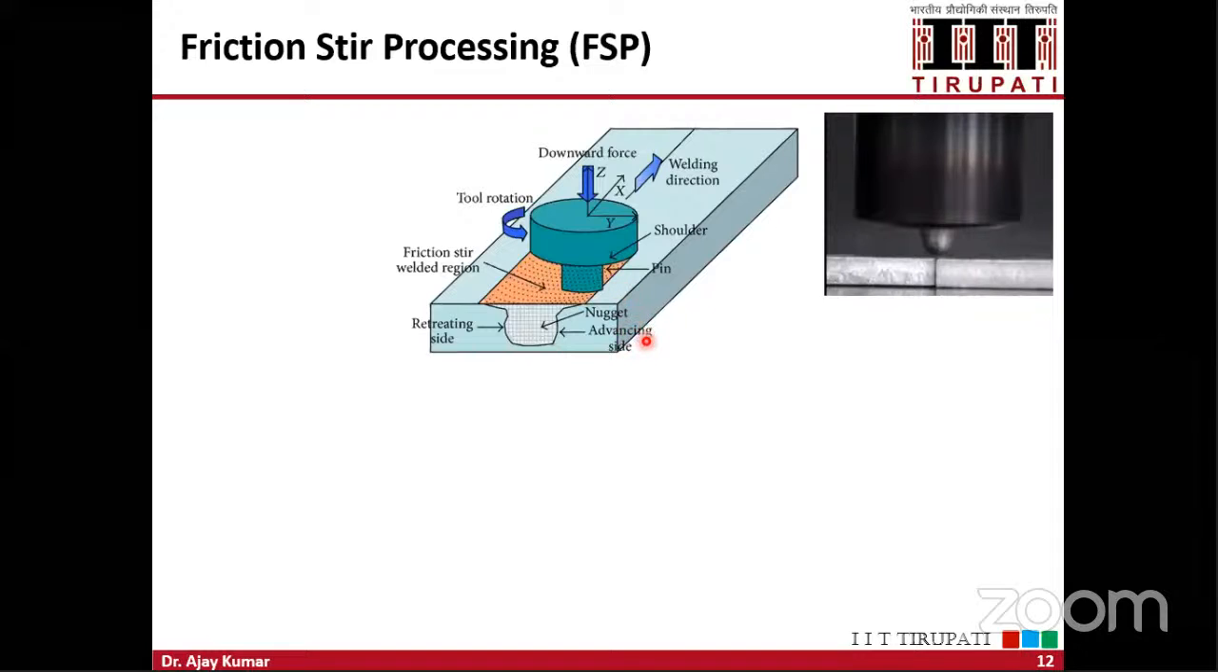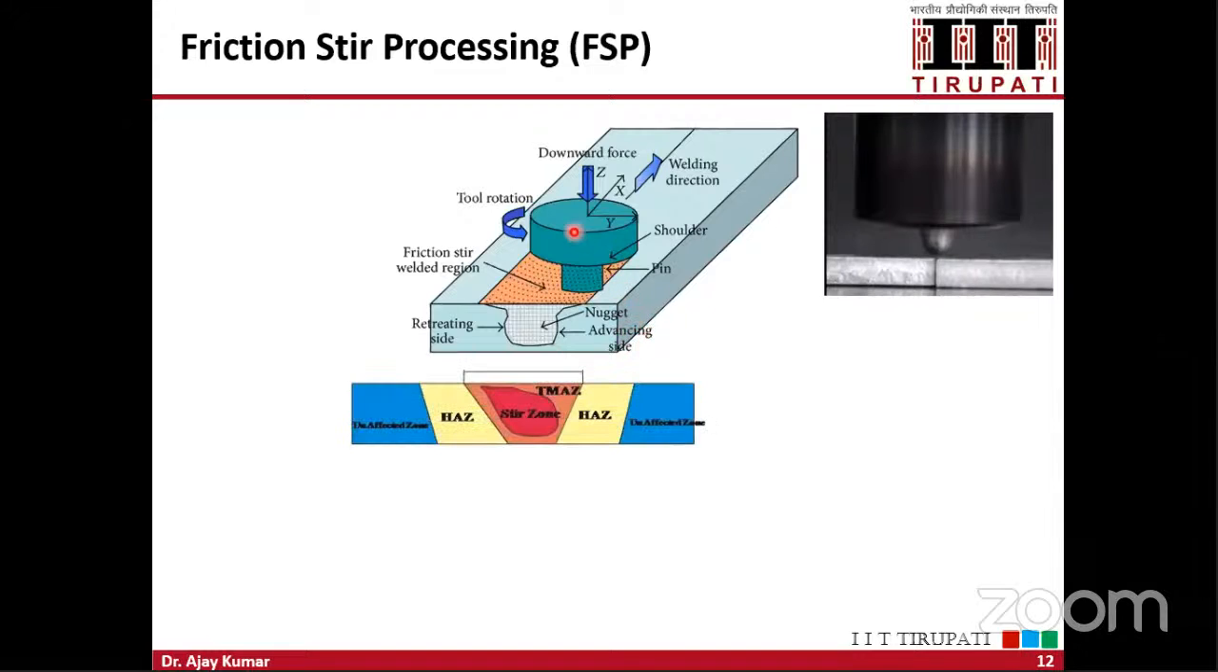This is based on friction stir welding. So here we have the friction stir welding tool, and this tool rotates at high RPM depending on the material, and this tool will be inserted inside the material, and then when the shoulder touches the material surface, there will be friction between the material and the tool shoulder, and due to that friction the material will plasticize and the processing will take place.